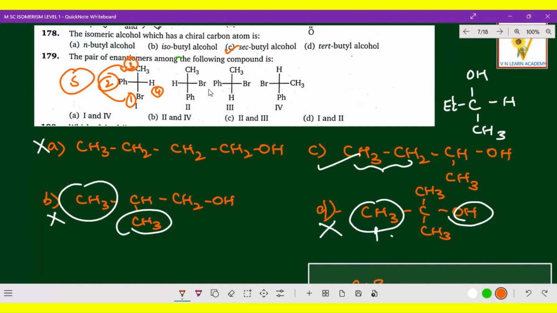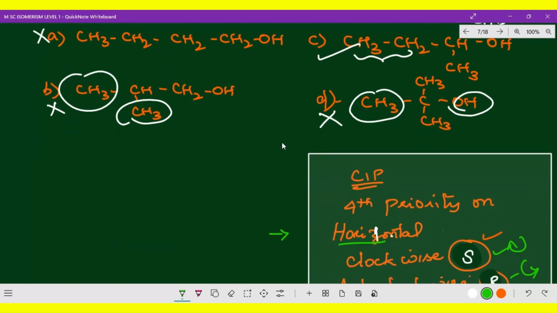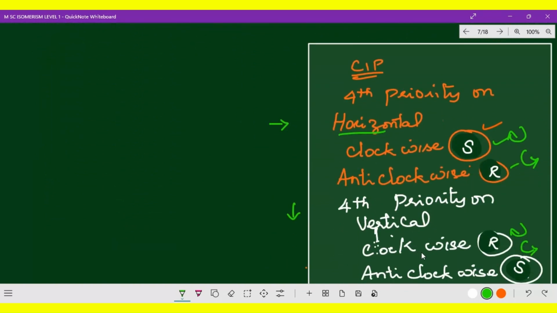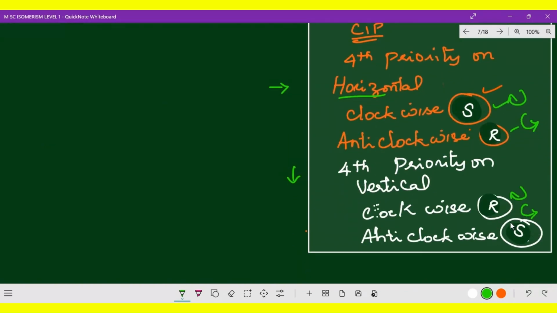And the same way here also. 1, 2, 3, and 4. So the fourth priority comes this side. So 1, 2, 3. This is also clockwise. So this also is R. I hope you got the clarity. So both A and B are clockwise only. Now let us check this one. 1, 2, 3, and this is 4. Fourth priority in vertical. So with the fourth priority on vertical, is it clockwise or anti-clockwise? Let us check here.